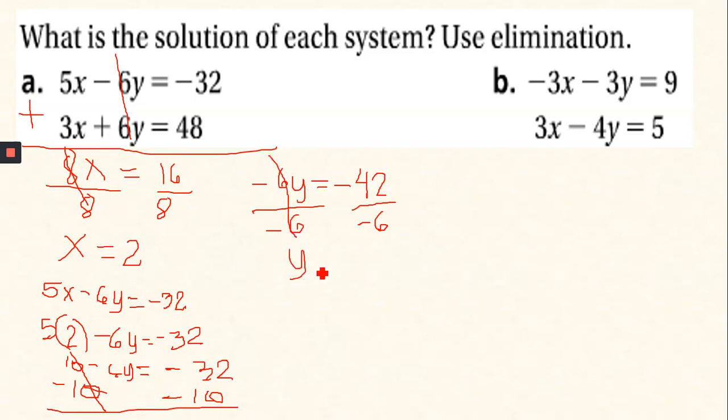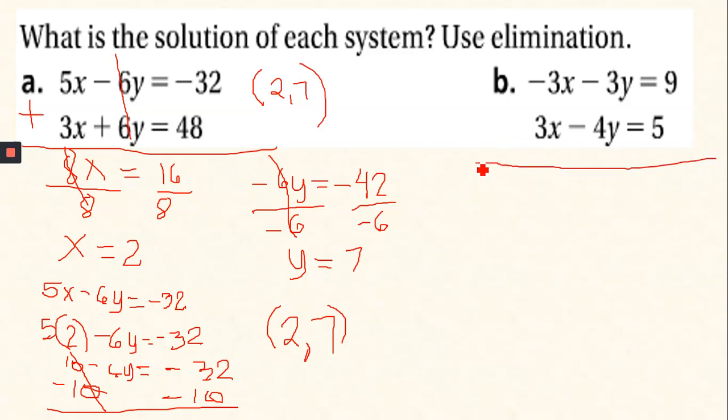So you now have y is equal to 42 divided by 6, that is 7. Negative divided by negative, that is positive. So based from here, the solution of the given equation is your x is 2 and your y is 7. Always write the solution in ordered pair. Okay? The next one, how about here?